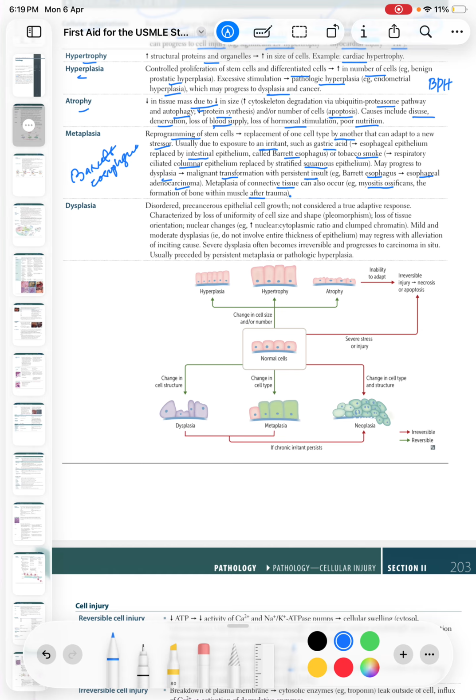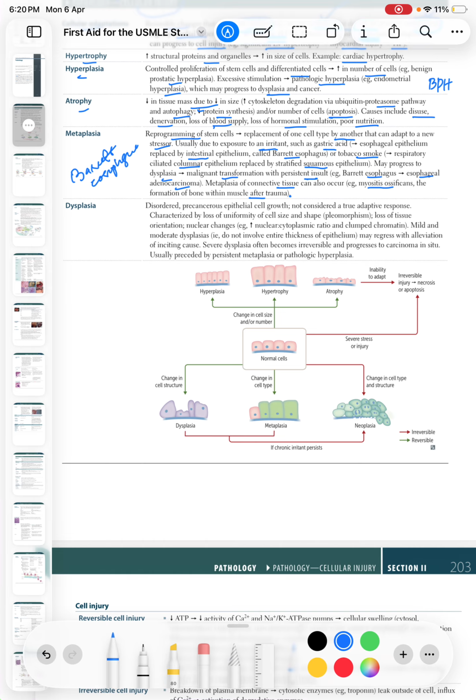So, what is metaplasia? In metaplasia, the normal cells are replaced by abnormal cells due to an irritant such as gastric acid secretion or other reasons. The examples are esophageal epithelium being replaced by intestinal epithelium, which is called Barrett esophagus, and another example is tobacco smoke, in which the respiratory ciliated columnar epithelium is replaced by stratified squamous epithelium. These are the examples of metaplasia.